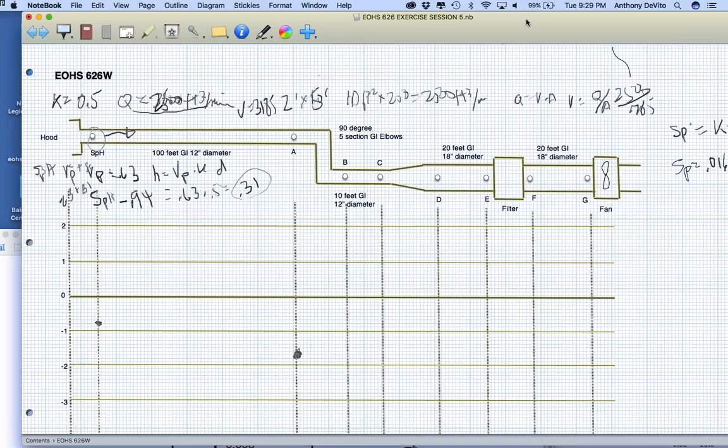Can we just stop there? Yes. So I understand that at point A, the static pressure is going to be minus 1.94, is that right? Yes, because we have to make up. Right. Yes. Thank you. Point A, yes. I forgot to put letters on. Right there you are.